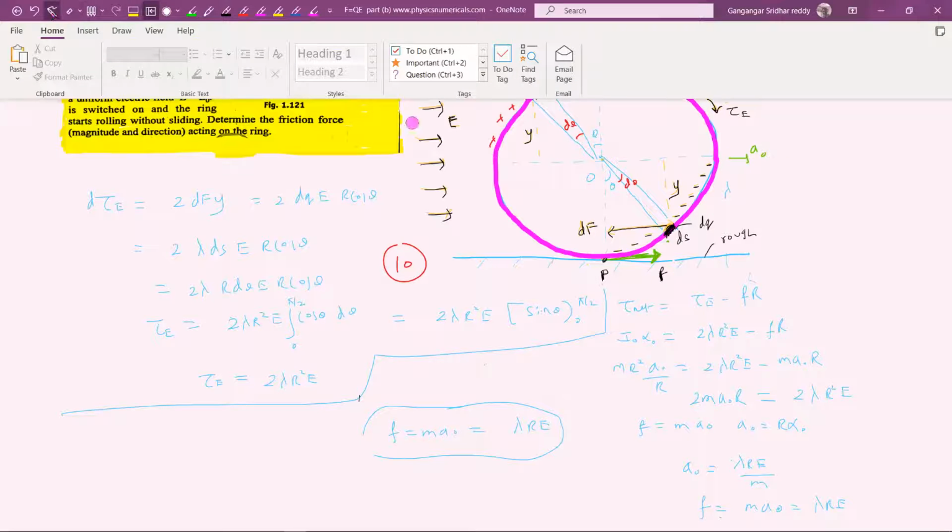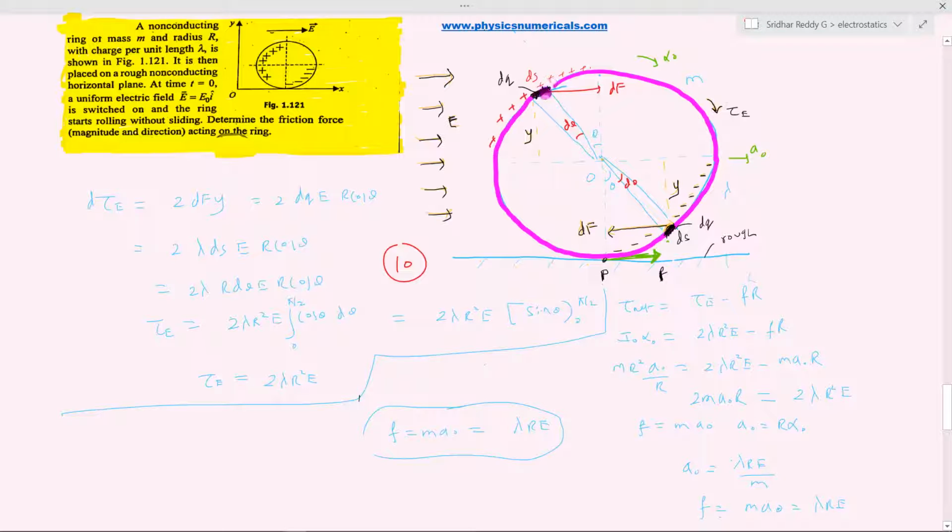Let me proceed with my explanation. I'm going to assume two elements, one element here of length ds, the other also a symmetric element of length ds. They will make an angle theta. Then this is a negative charge, so the force on that element will be opposite to the electric field, so the force will be in this direction. What about this? There's a positively charged element, so it will experience a force dF in the direction of the electric field.